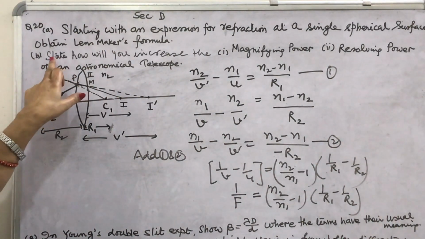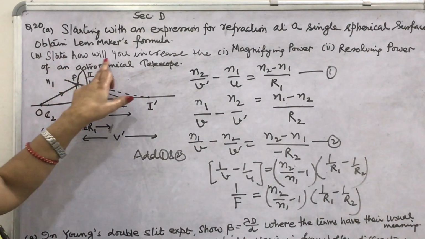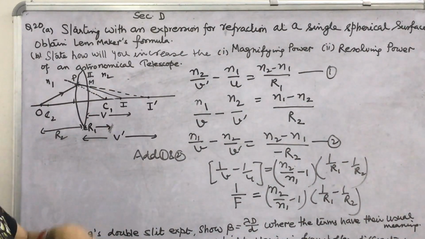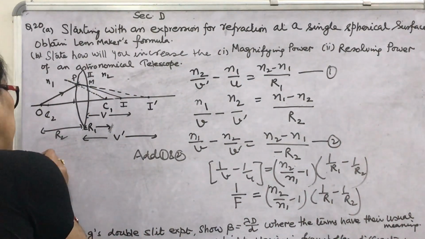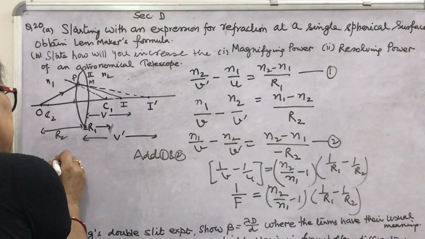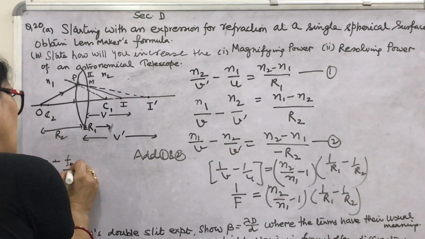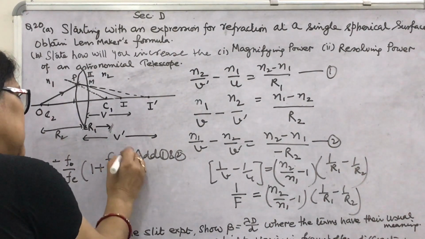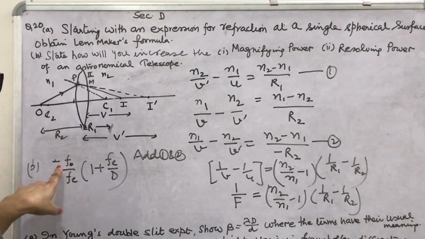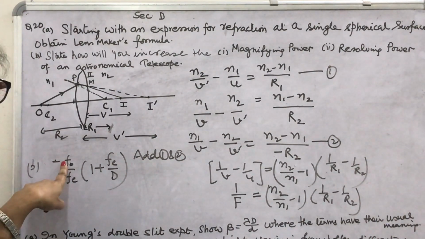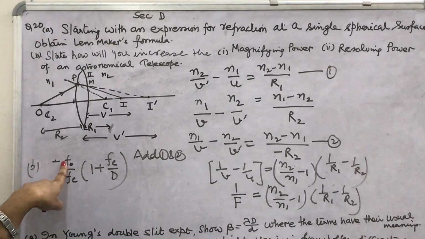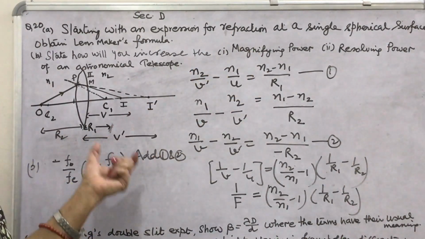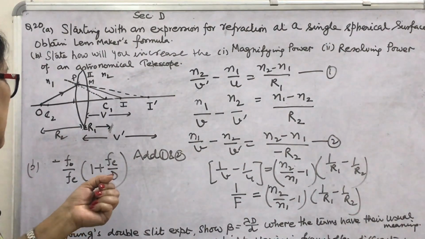Second part: state how you will increase the magnifying power and resolving power of an astronomical telescope. B part, you know, the magnifying power of a telescope is given by minus FO upon FE within bracket 1 plus FE upon D. Learn the relations. How will you increase it? If you take the objective of large focal length. So what will you answer? To have large magnifying power, an objective of large focal length is to be selected.